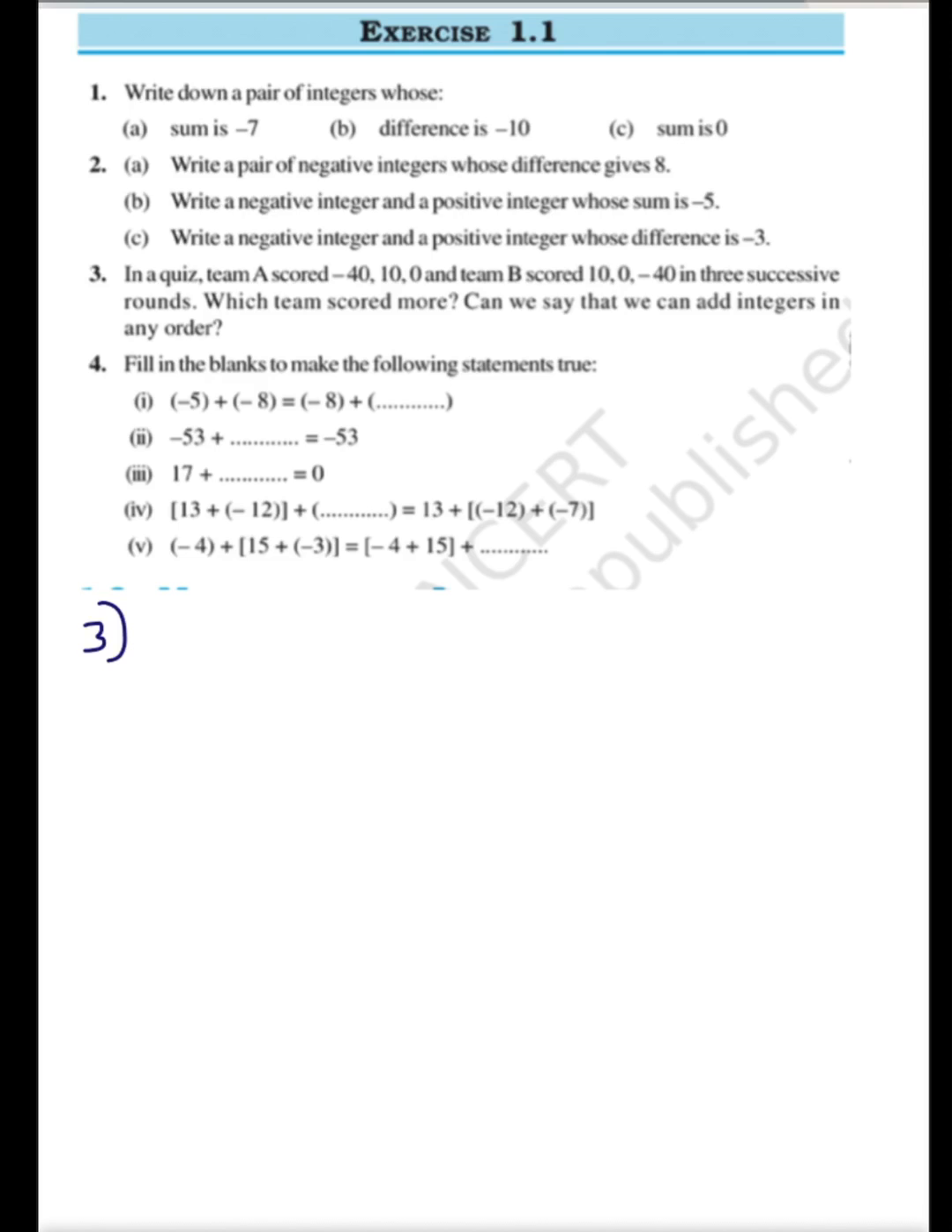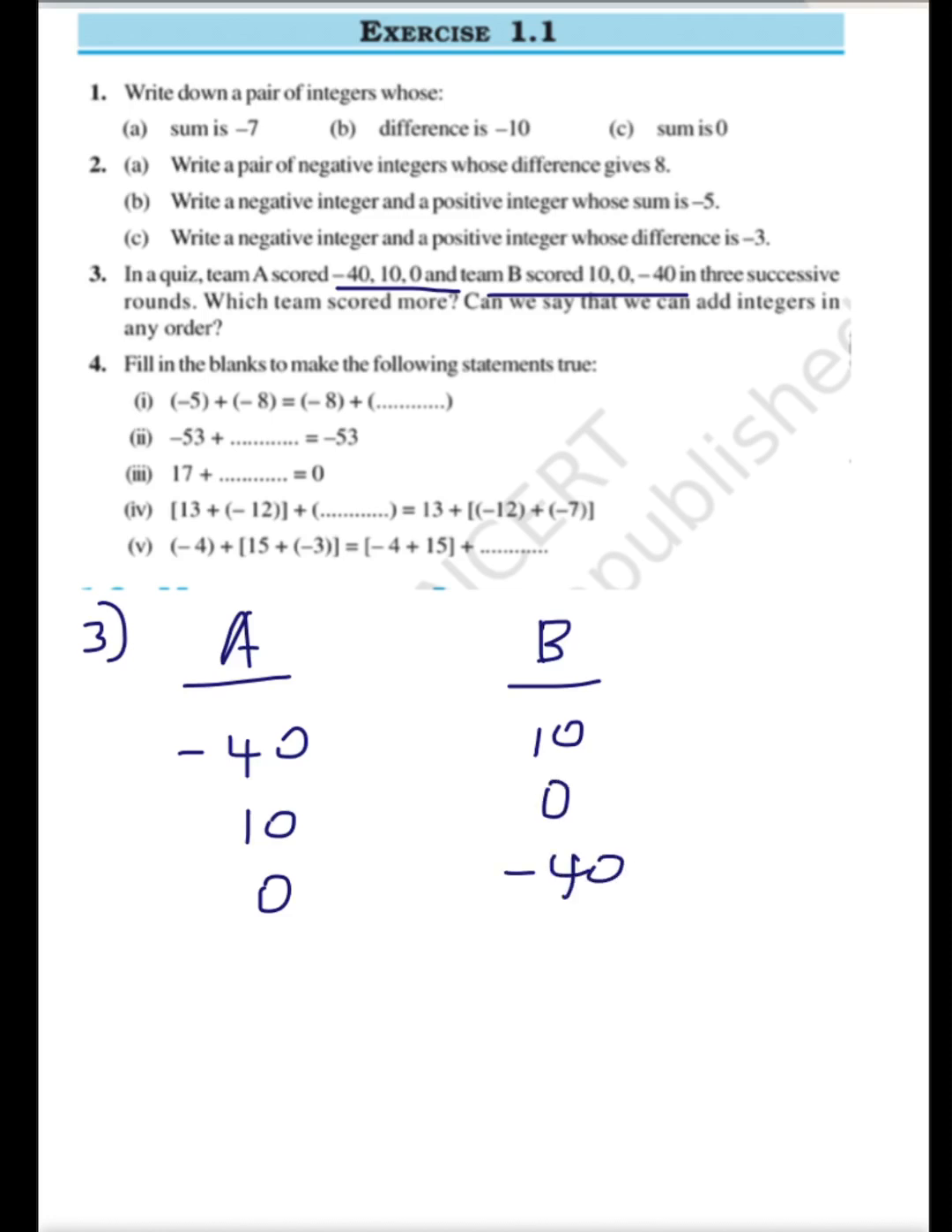In a quiz competition, there is team A as well as team B. Team A scored minus 40, 10, 0. Team A's score was minus 40, then 10, then 0 in 3 successive rounds. And what about team B? They scored 10, 0 and minus 40. Understand? And the question is, which team scored more? So we have to calculate the total score of team A. Let's write it. That is total score of team A.